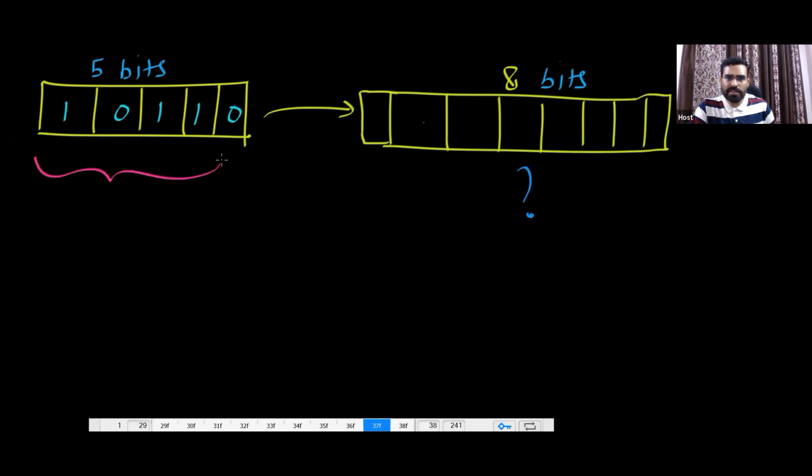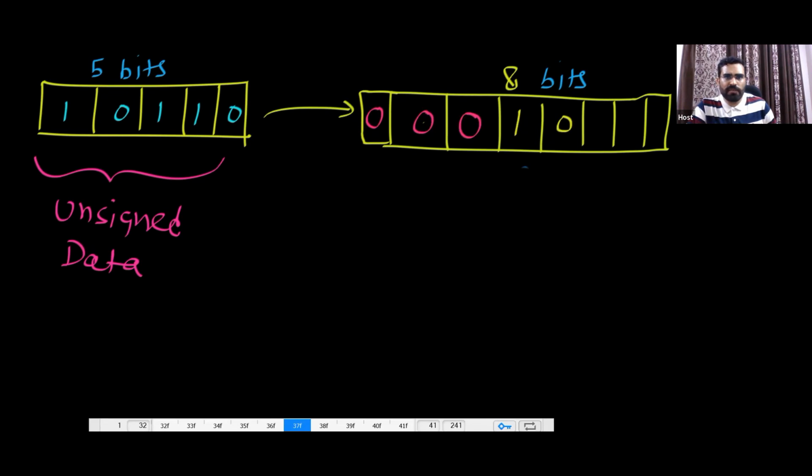So let's assume this is unsigned data. Now what will be the answer? If I assume this is unsigned data, then it will be very simple. You will just put extra zeros, and the original data will be the same. So these zeros you will put. Very good. So you will ask, what is this data? This is unsigned data. If this is unsigned data, then this is how you will do it.